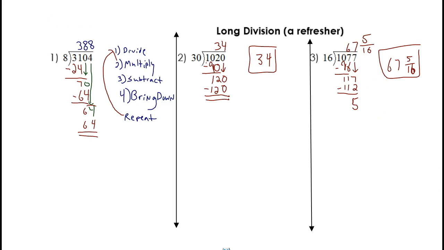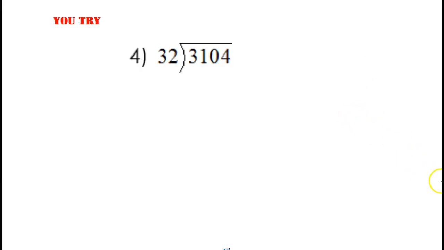Polynomial long division uses exactly the same steps. So this one is for you to try. On your own, I want you to try this problem, 32 divided into 3104, and see what you can do. And we'll talk about this in class the next time I see you.